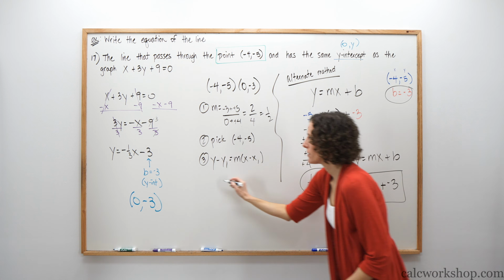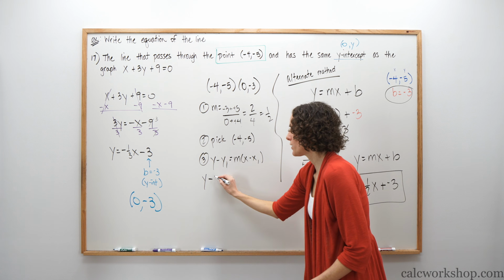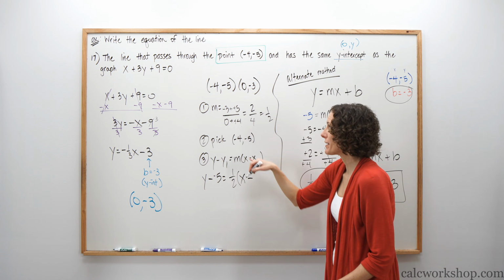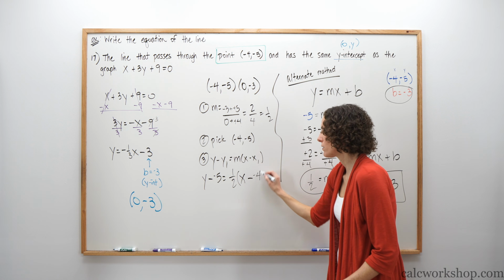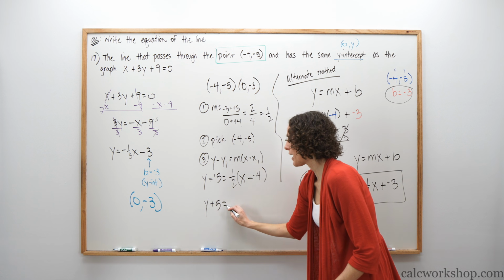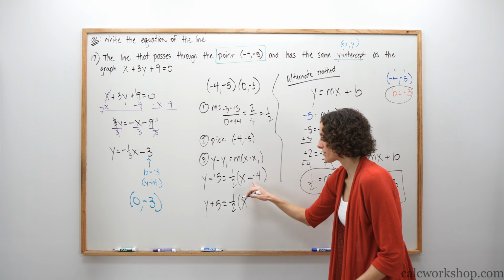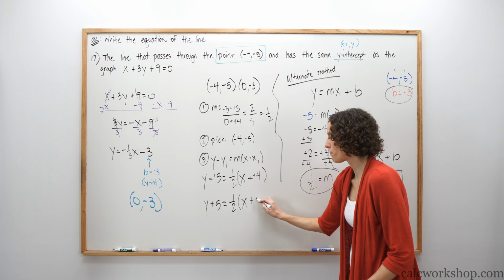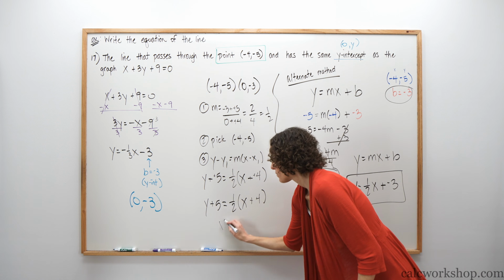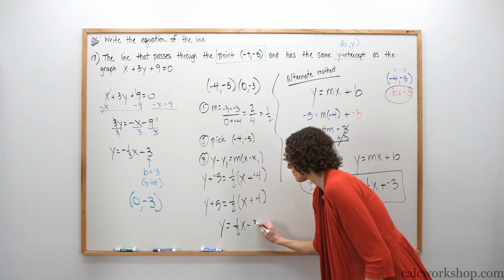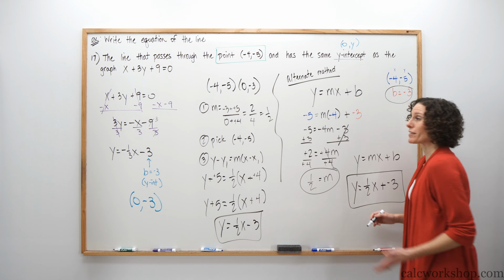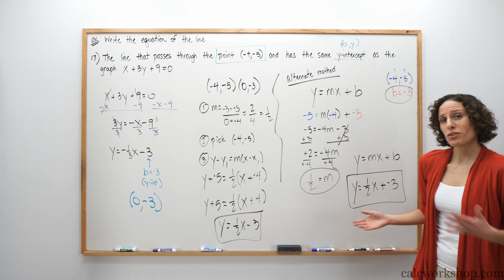We have our point. So we would say y minus y1, which is -5, equals m, 1/2, times x minus x1, which is -4. Here, 2 negatives make a positive. And so we have y plus 5 equals 1/2 times x. The 2 negatives make a positive, so we say plus 4. And if we solve for y equals mx plus b, guess what? y equals 1/2 x minus 3. Same exact equation, just 2 different ways of doing it. And that's all there is to writing the equation of a line.